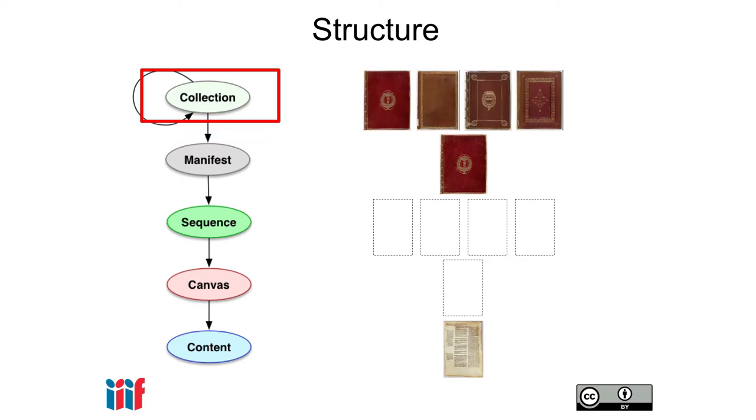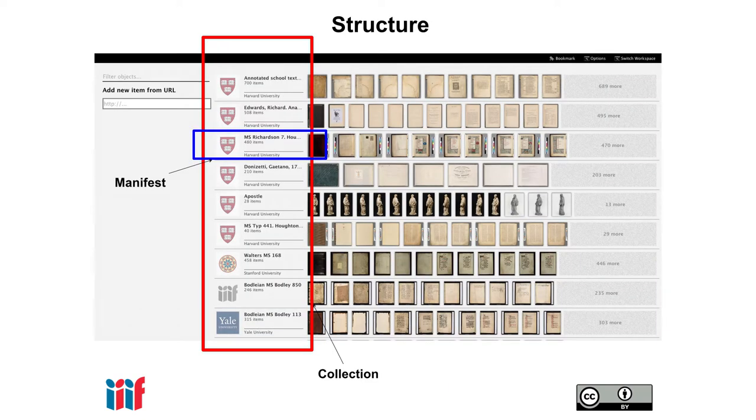And finally, collection sort of speaks for itself. So we're saying collection is a recursive structure, so you can have collections of collections that pull together manifests. And again, just to make that clear, in the Mirador viewer here, you have this vertical list of collections and a manifest on each of the horizontal blocks.